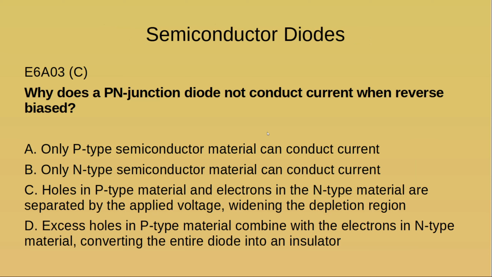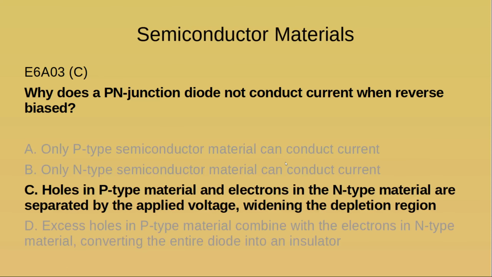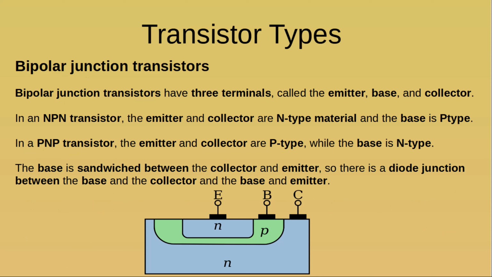So why does a p-n junction diode not conduct current when reverse biased? Because the depletion region is wide. Right. Yep. Sorry. Was there a question? No.